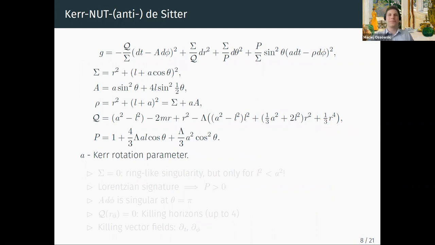Yes, so let me finally bring most of the parameters into the mix. So this is the full Kerr-NUT-de Sitter, possibly anti-de Sitter, metric tensor. It is written in something like an analog of Boyer-Lindquist coordinates, so the general form might be familiar to you. Nevertheless, let me say something about some peculiarities of this metric.